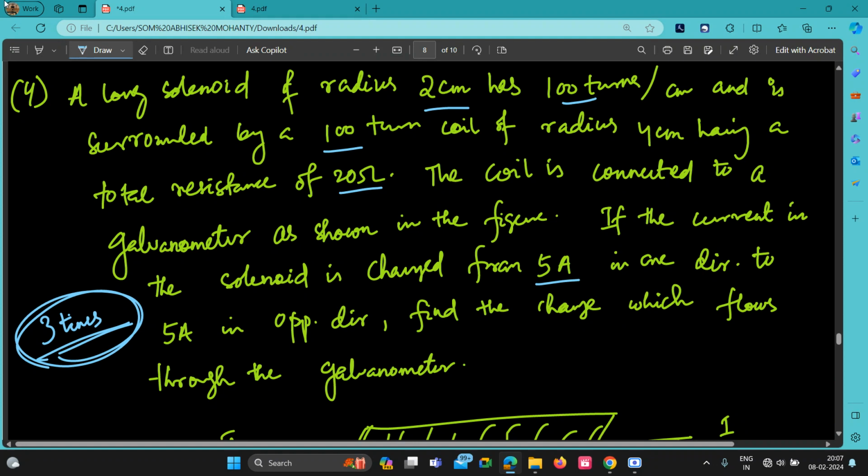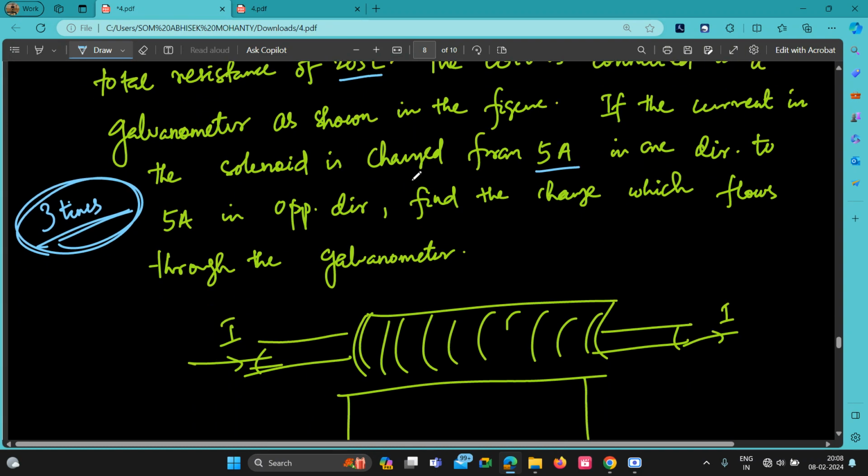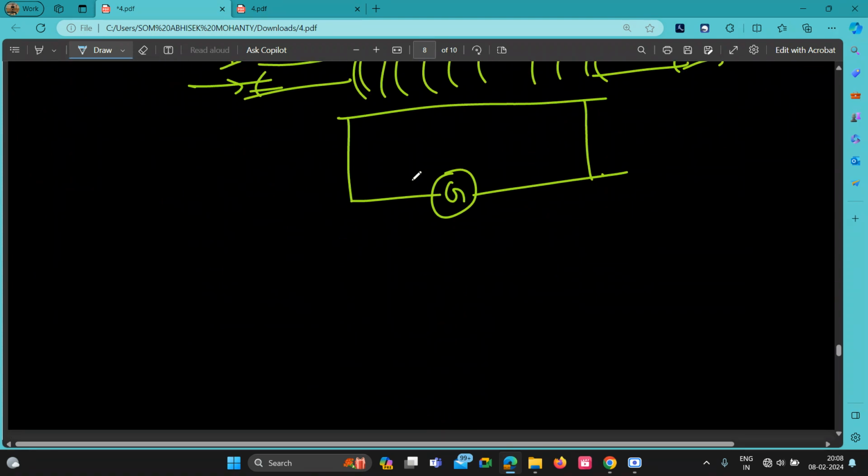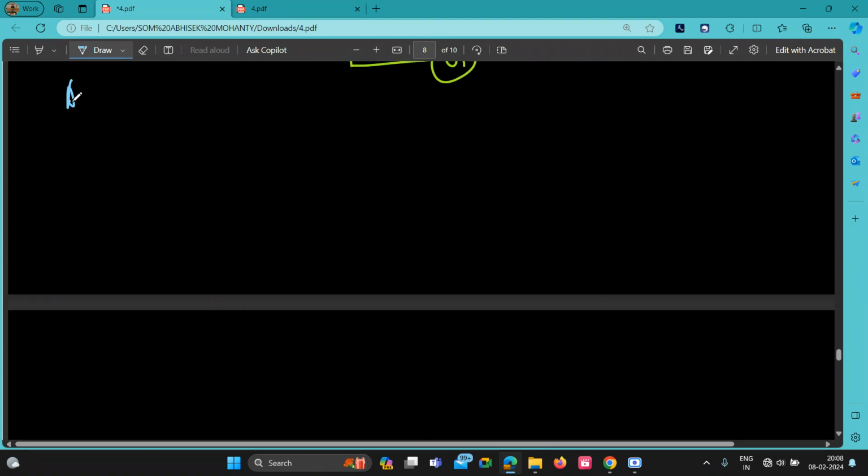All right. So see, the solenoid has a radius given, a number of turns per centimeter, surrounded by a 100-turn coil of other radius. Find the charge which flows through the galvanometer. I hope you have read the question.